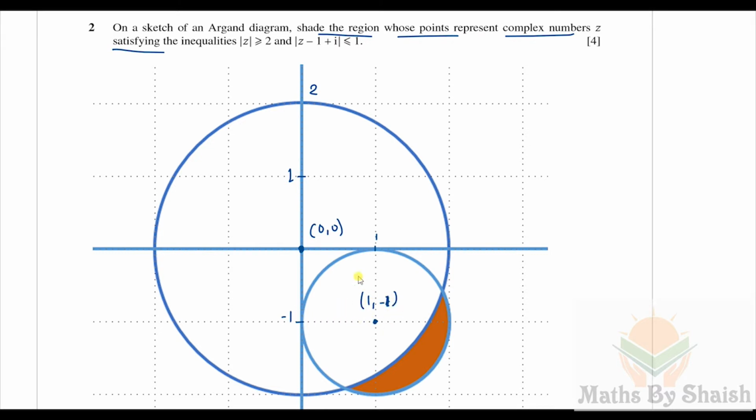If we shade both the inequalities, we can see the first inequality is outside of the circle, and the second inequality is inside of the circle, so the required portion is this shaded region. I hope it is clear. Let's do the next question.